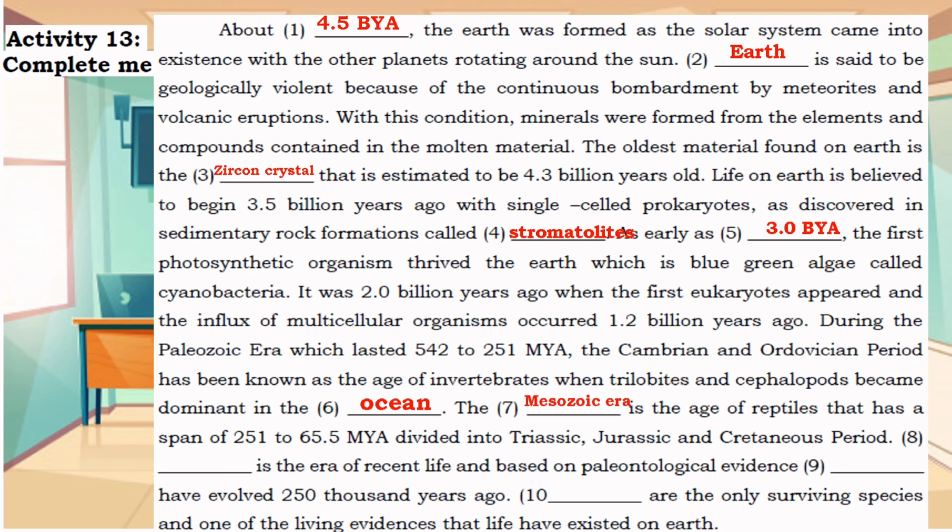The Mesozoic era is the age of reptiles that has the span of 251 to 65.5 million years ago, divided into Triassic, Jurassic, and Cretaceous period. Cenozoic is the era of recent life, and based on paleontological evidence, Homo erectus have evolved 250,000 years ago. Human beings are the only surviving species and one of the living evidences that life has existed on Earth.